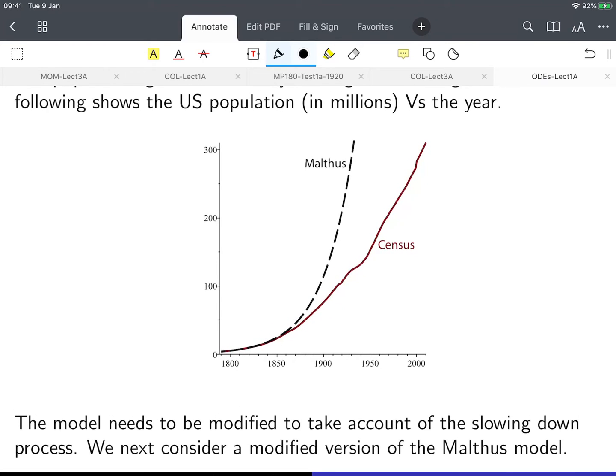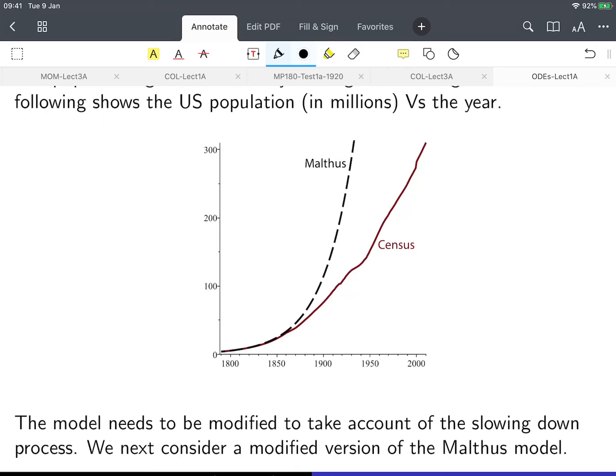And so it's not very good. Only for a little while. Maybe we could keep elements of this model, but we have to bring in something else. We have to make a more sophisticated model to account for the fact that population growth slows as population increases.